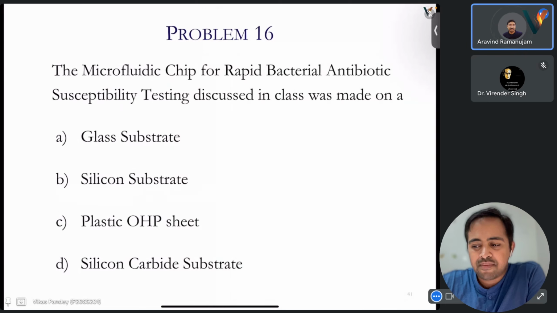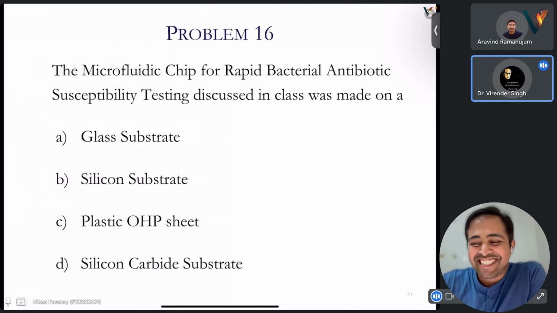Sir, which one is correct, sir? Anything you would like to add, Dr. Birendra? A glass substrate we have seen, but I'm trying to figure out why it is. Sir, discussed in detail actually, if I'm not wrong. Yes. Photolithography also.